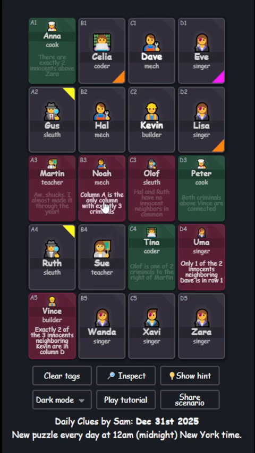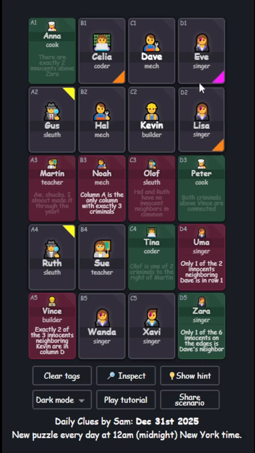Actually, I overlooked this. Column A is the only column with exactly 3 criminals. So, let's think this over again. It's important to read the entire clue and not just the parts of it you care about. The only column with exactly 3 criminals. So we know that this means we've got 1, 2 criminals here. This can't be another criminal. Must be innocent.